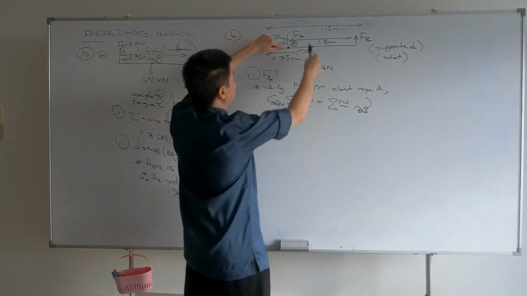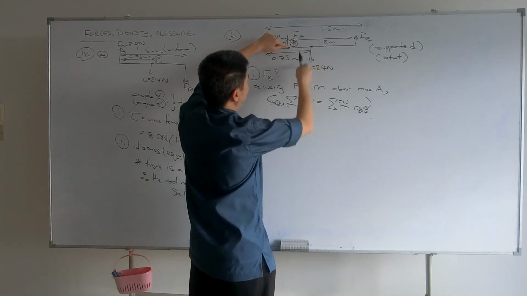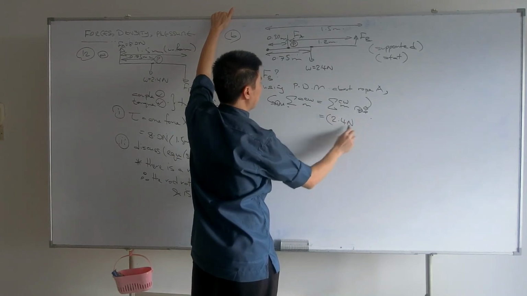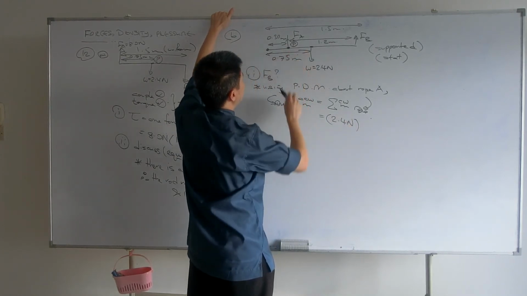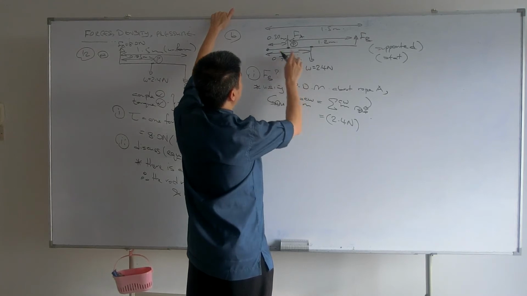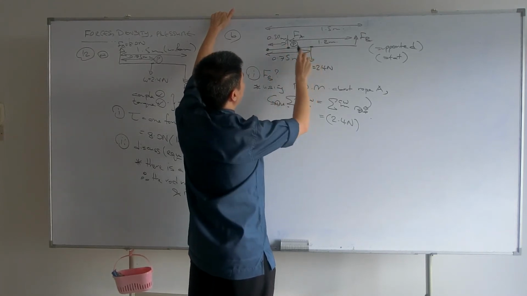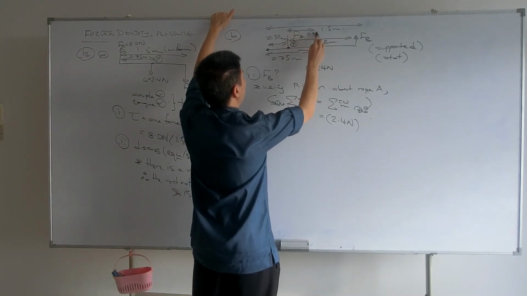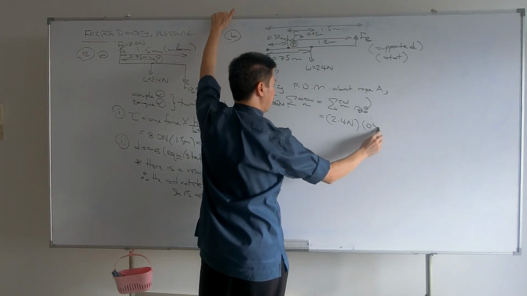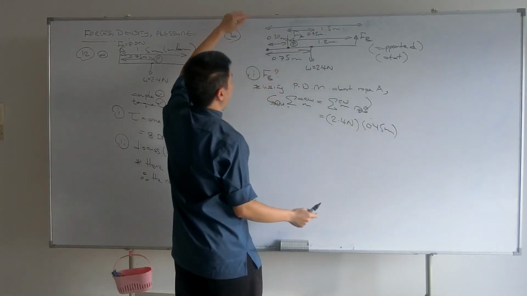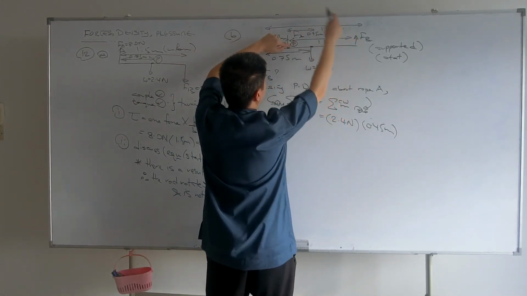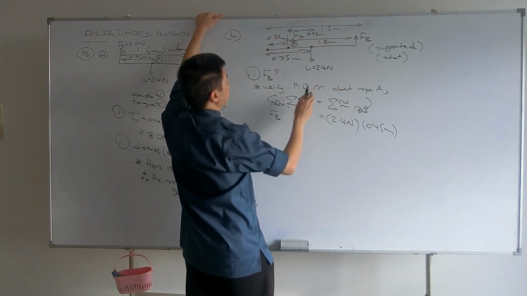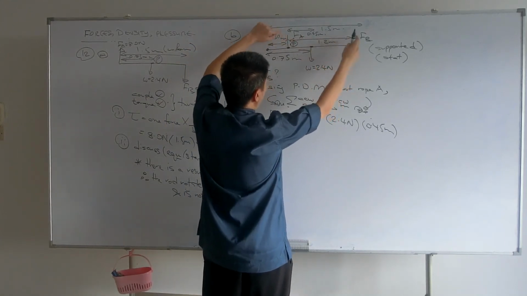So, new pivot. We got weight going this direction, which is clockwise. So we have 2.4 newtons. We have to find the distance here. So this is 0.75, this is 0.3. Therefore, this should be 0.45 meters. Then we got this one moving in the opposite direction, in the anti-clockwise moment. It will be FB, and the distance here will be 1.2.